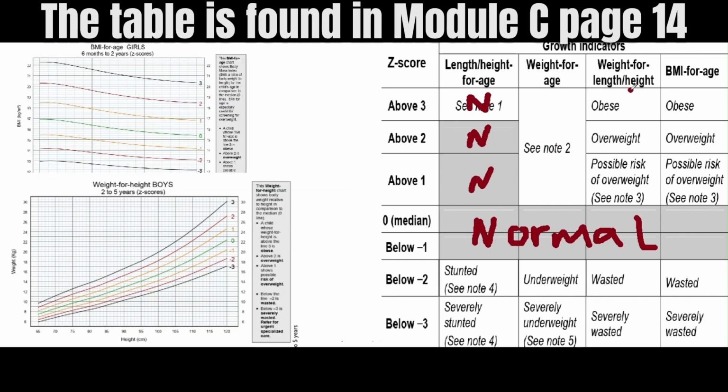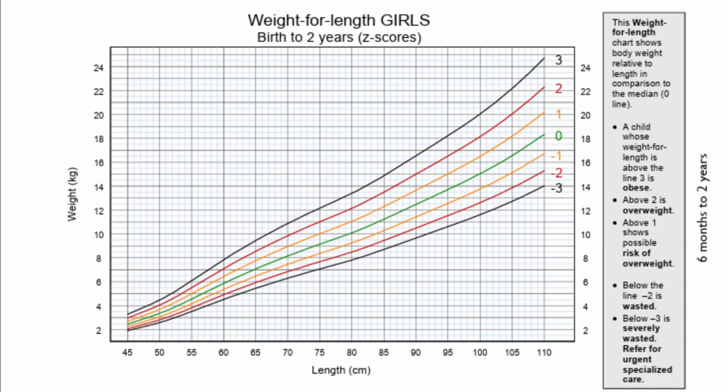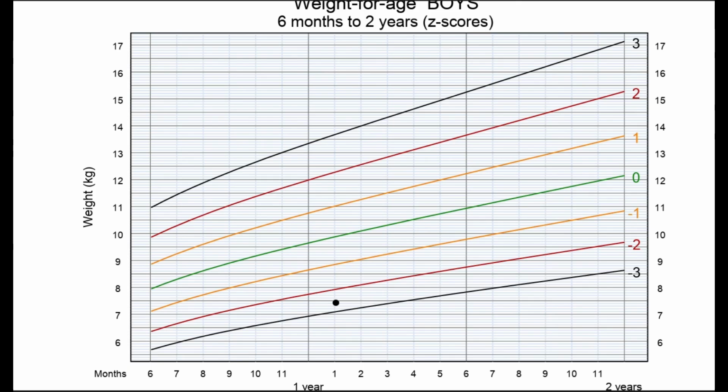For the weight for length and BMI for age, a point falling above the 3 z-score line means obese, above 2 means overweight, and above 1 means a risk of overweight. A z-score below -2 means a wasted child, and below -3 means a severely wasted child. It is worth noting that a point falling exactly on a z-score line, we will consider the child as having the less severe growth problem. So a point exactly on the 3 z-score line on the weight for length will be considered as overweight and not obese.